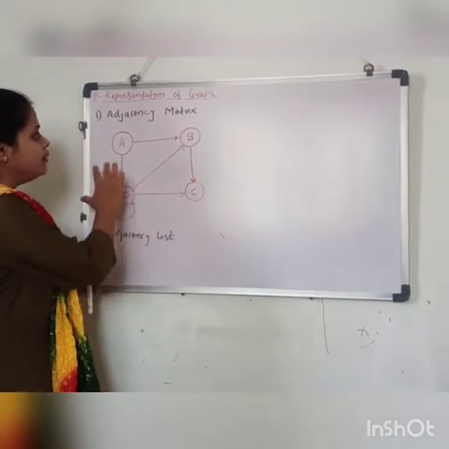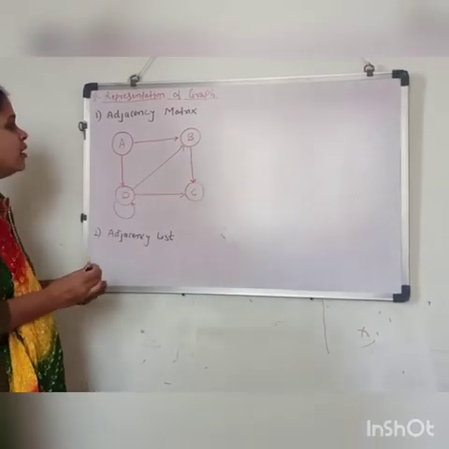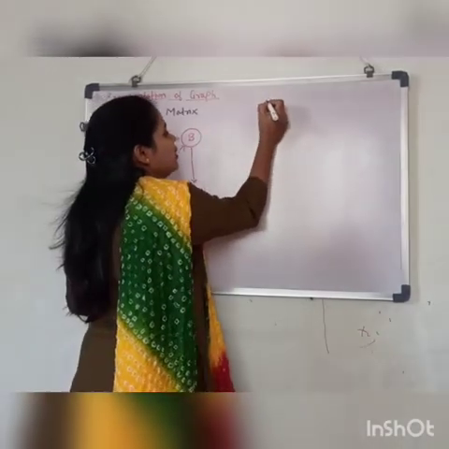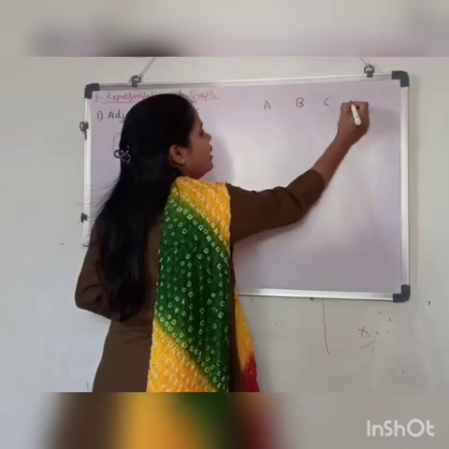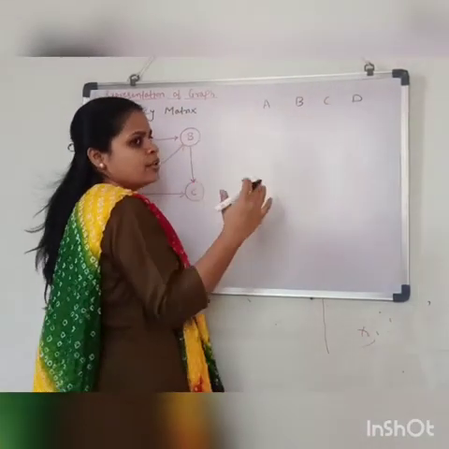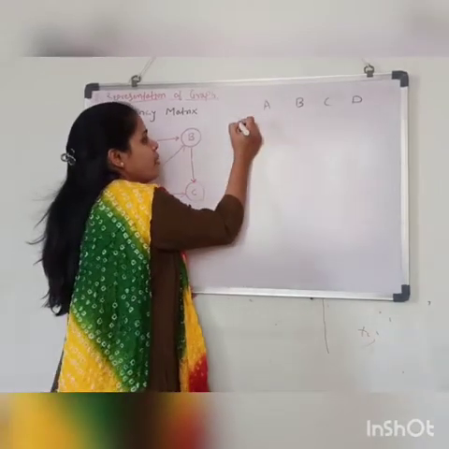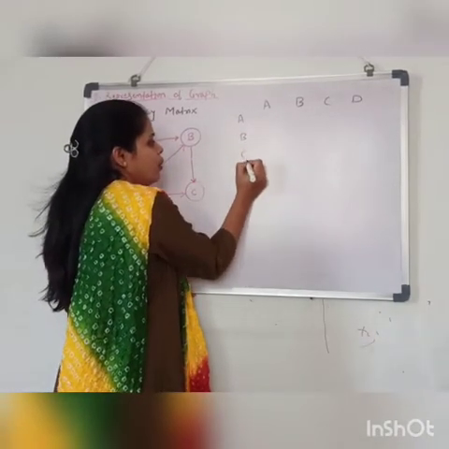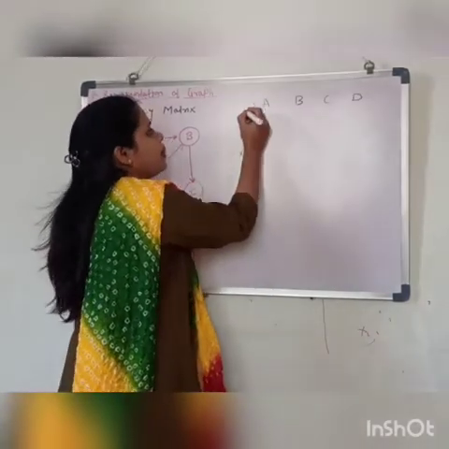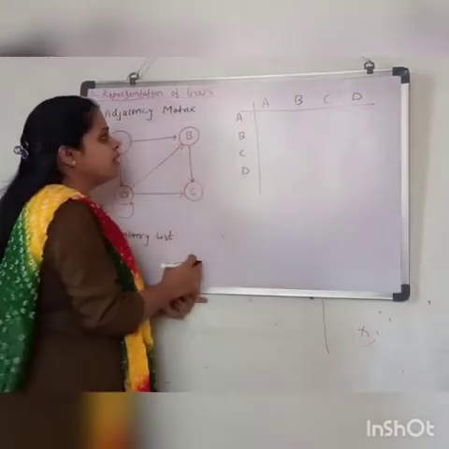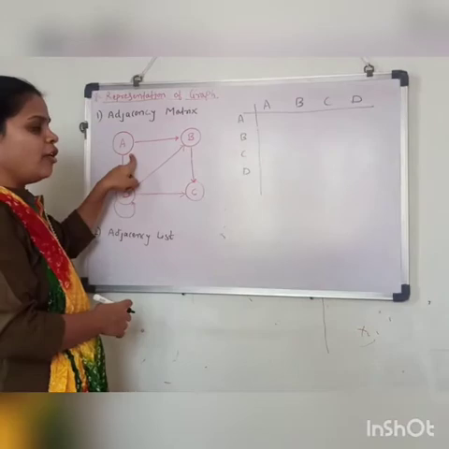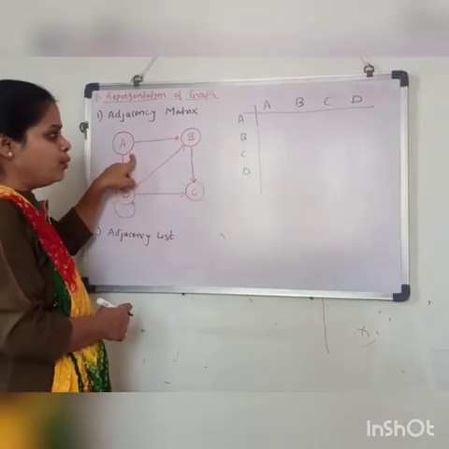Whenever we are drawing an adjacency matrix, write down all the vertices in order. So I am writing A, B, C, D over here. We have to represent it in rows and columns format as it is a matrix. Again write down for the column side. So this is the row side, this is the column side. Now observe whether there is a link or edge present between vertex A and vertex A.